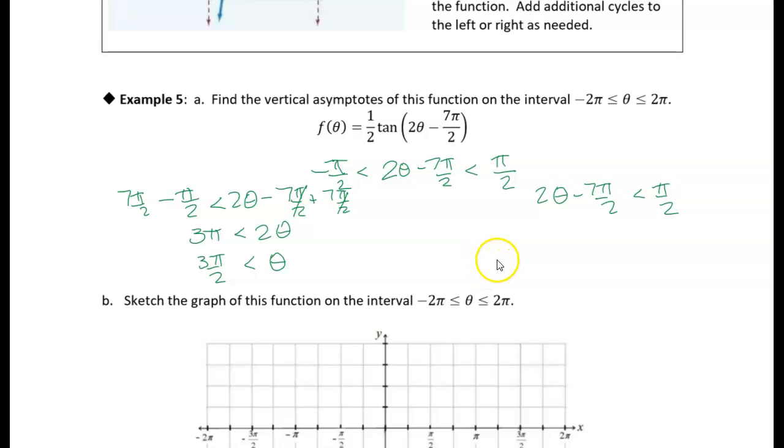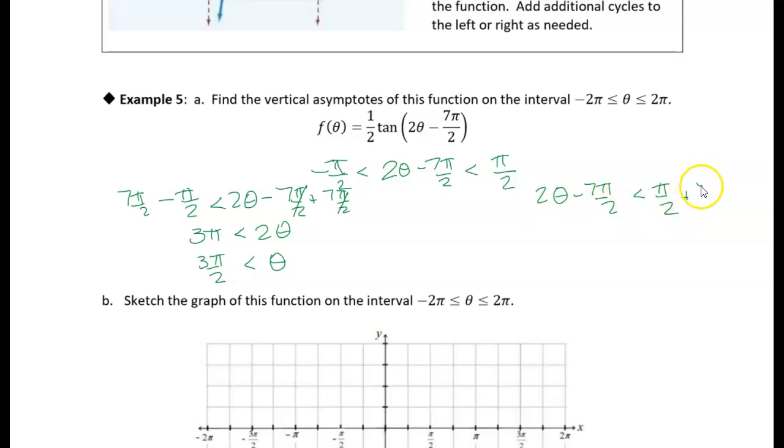Okay, so theta is greater than 3 pi over 2. That's where one of our asymptotes is going to be. So essentially that minus pi over 2 asymptote gets translated over to 3 pi over 2. All right, now let's find the other asymptote. We're just going to do the same thing using this other inequality.